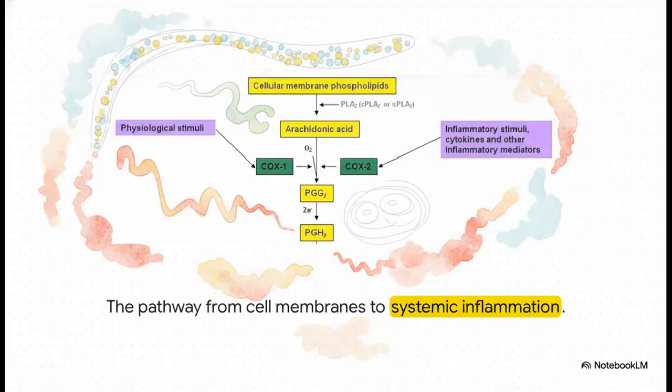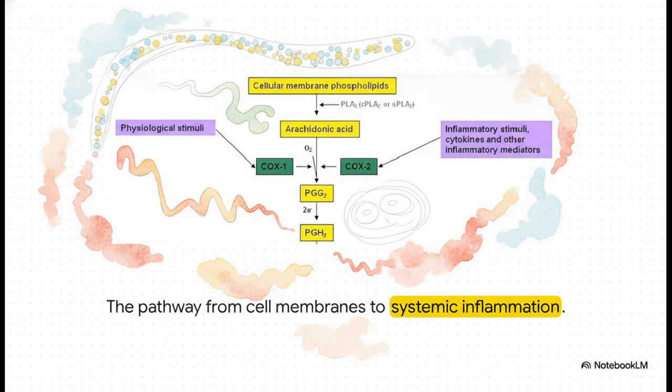To actually figure out how to stop pain, we first have to understand how our bodies create it in the first place, right? Whether you stub your toe or catch a nasty bug, inflammation doesn't just happen out of nowhere. It is a highly coordinated chemical cascade. The whole process actually kicks off right at the cellular membrane.